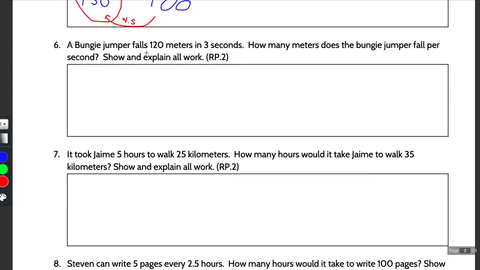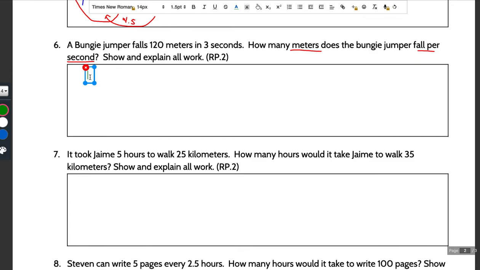So a bungee jumper falls 120 meters in 3 seconds. How many meters does the bungee jumper fall per second? So we want meters per second. Something I always say is, whenever you see the word per, you can just think division. So think meters, that's meters divided by the seconds.